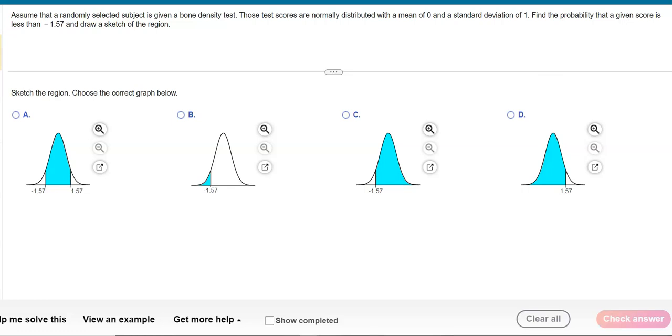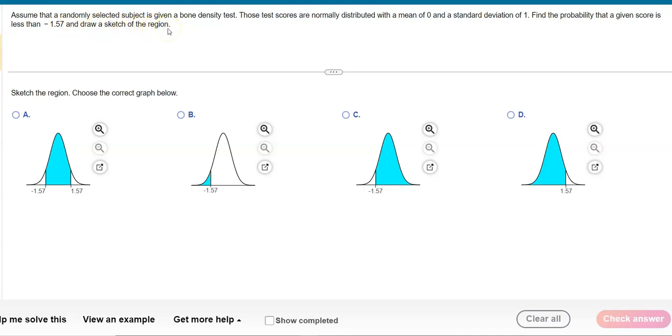In this video, we're going to see how we can find the area under the normal distribution curve given either z-values or data values along with the mean and standard deviation. So this question says, assume that a randomly selected subject is given a bone density test. Those test scores are normally distributed with a mean of 0 and a standard deviation of 1. Find the probability that a given score is less than negative 1.57 and draw a sketch of the region.